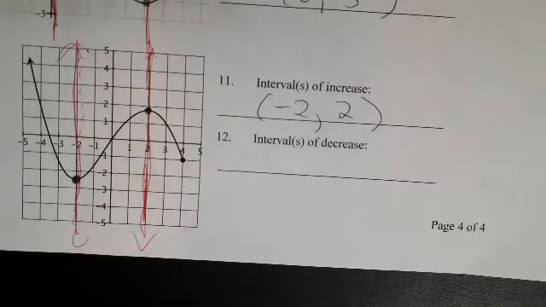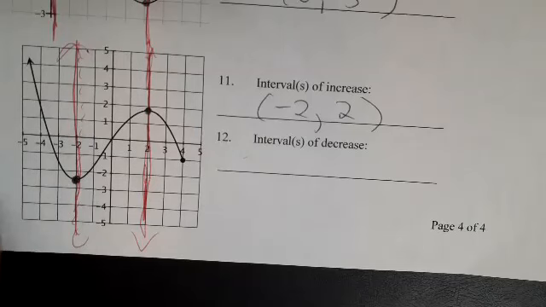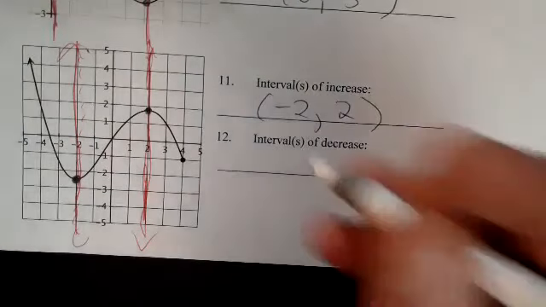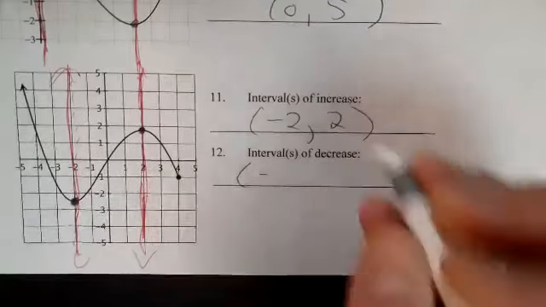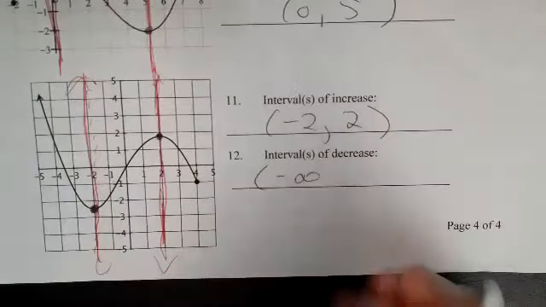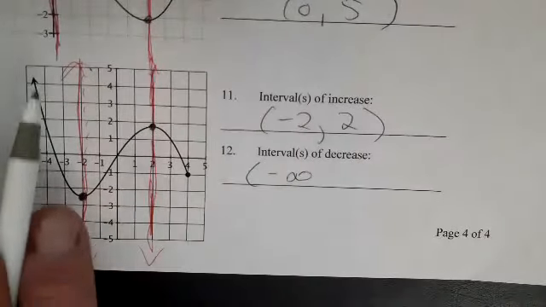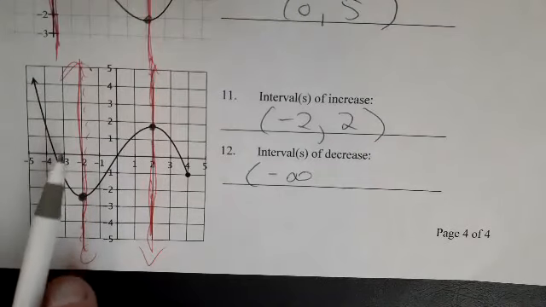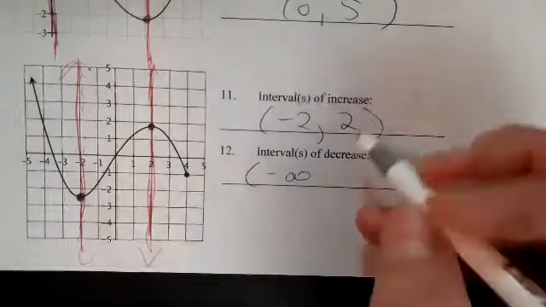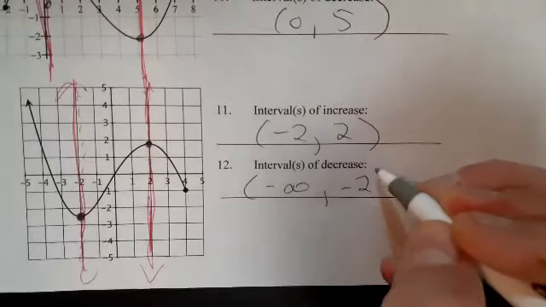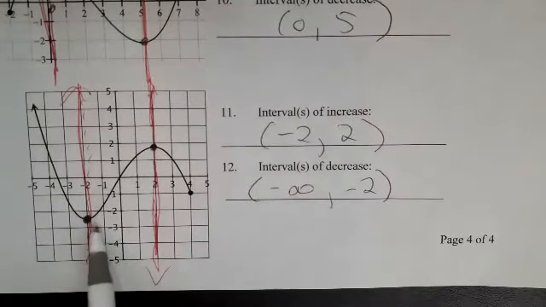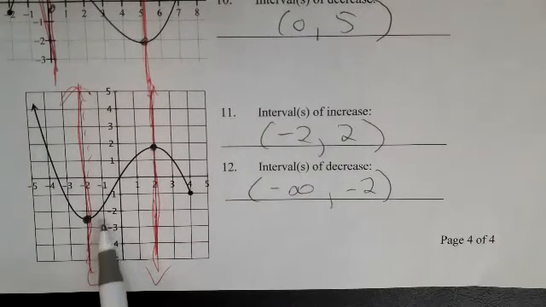The last thing, the interval of decrease. I kind of talked about this. This is the weird thing that they added to this one that the previous problem didn't have. We're coming out here from the negative side, way over there. It keeps going and going, so we think about that as negative infinity. And it is going down everywhere until we reach -2. If you put that, you will be about half correct on this.